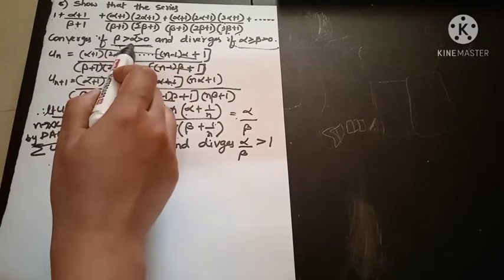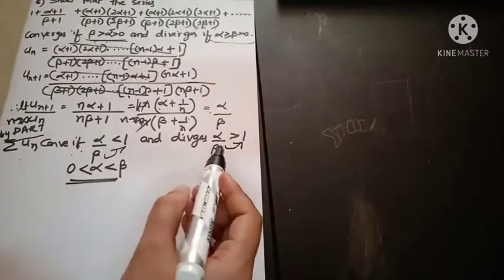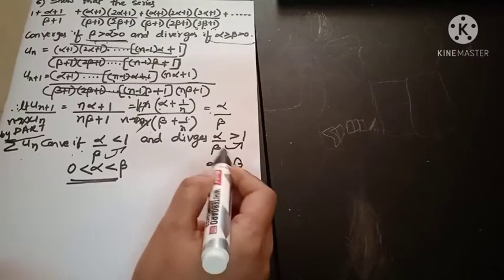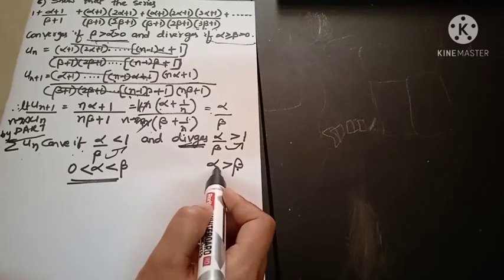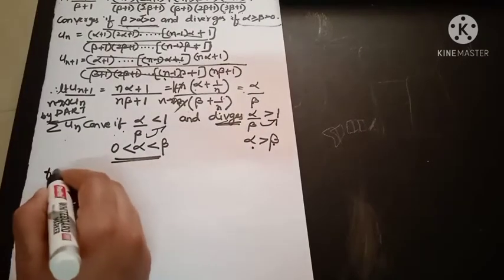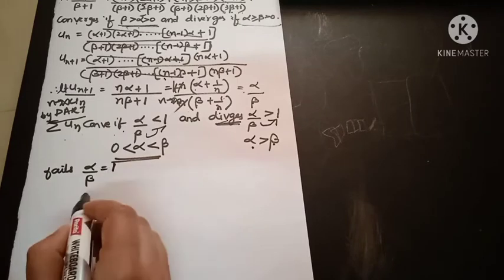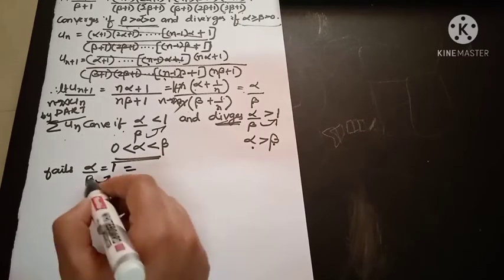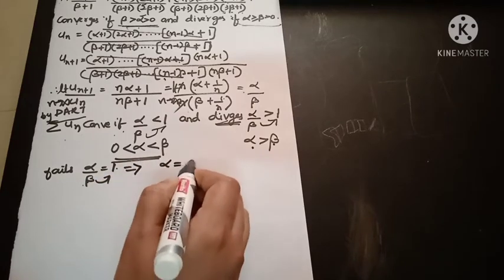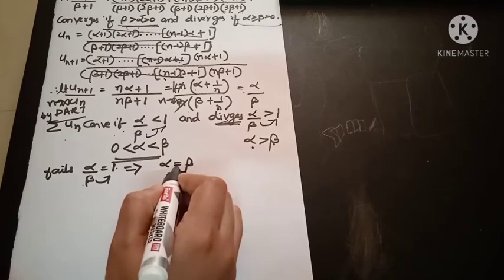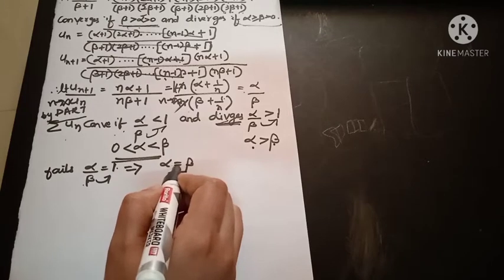The series is convergent if it is greater than 0, this is nothing but this one, and divergent if you cross multiply this one, alpha is greater than 1 into beta, which is divergent in this case. But there is also a case where the test fails. When alpha by beta is equal to 1, the test fails. That is, if you multiply beta with 1, we get alpha is equal to beta. In this case, the test fails. We need to find another way of testing whether the series is convergent or not.